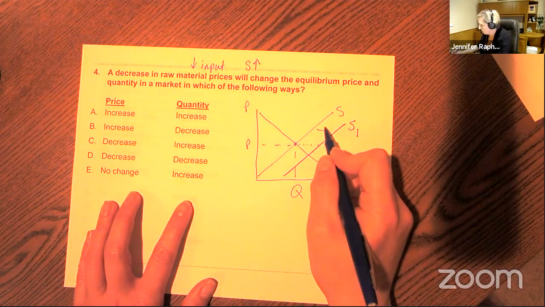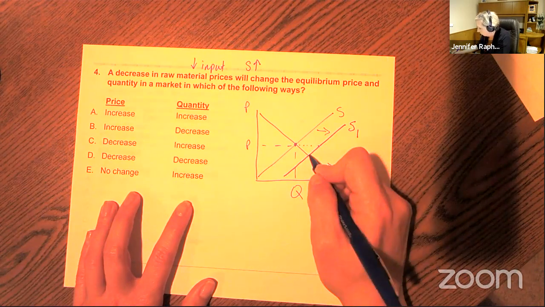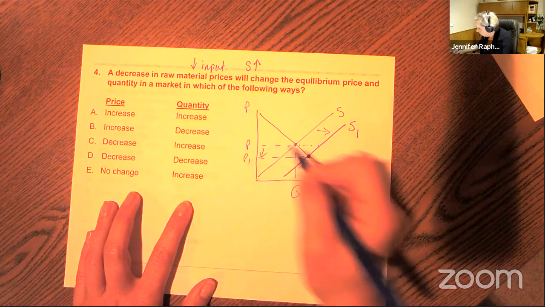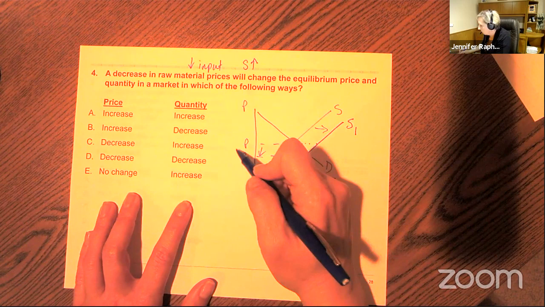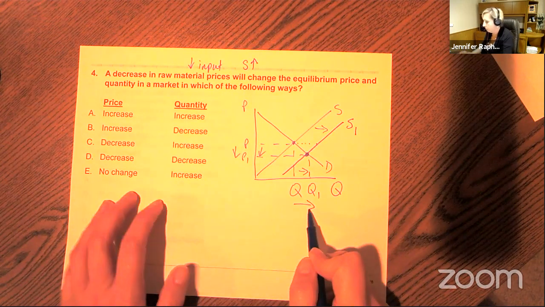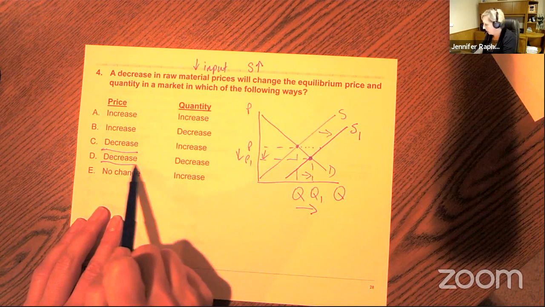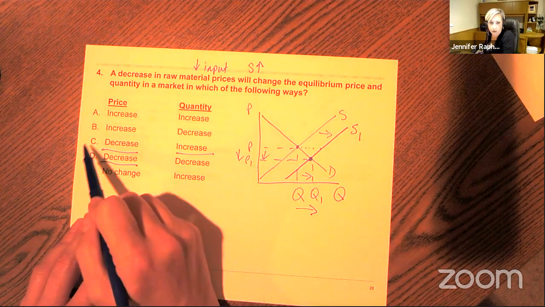So when supply shifts to the right, we're going to create a little bit of a surplus here at the initial price, and the surplus is eliminated through falling prices. So here is our new equilibrium, and we can see that the price has fallen and the quantity has risen. So a price decrease is what we're looking for in our answer choice, and a quantity increase is what we're looking for. And that's how you solve that problem.